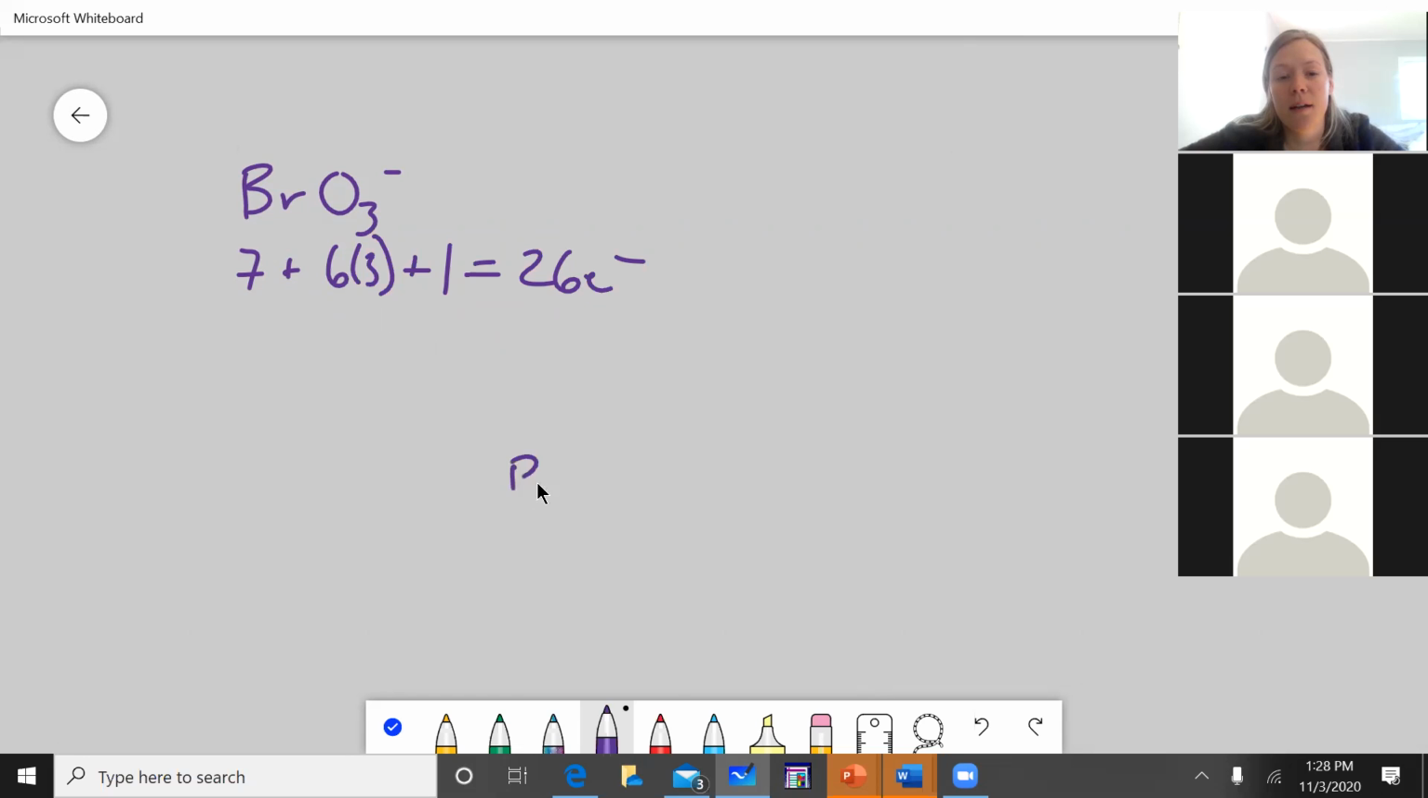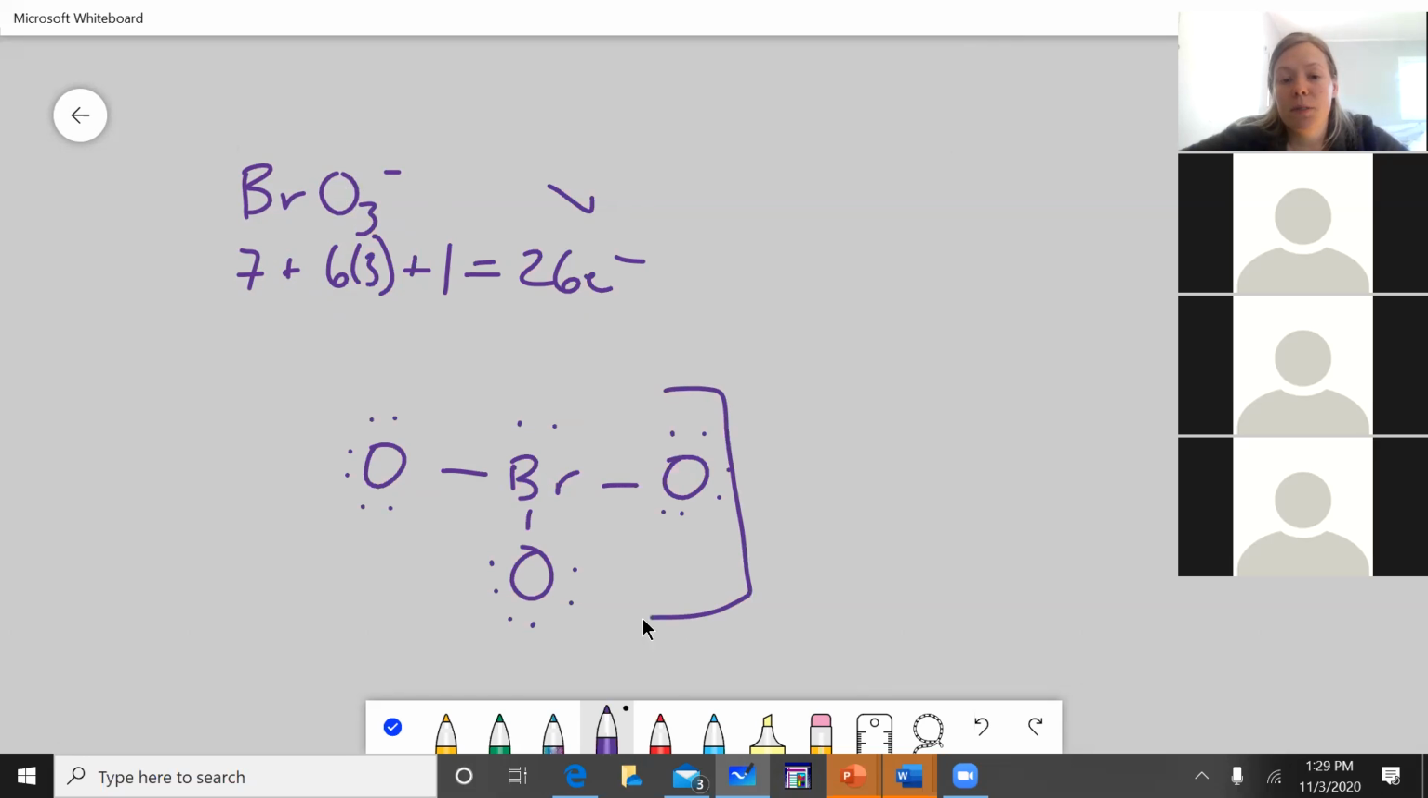I'm going to put the bromine in the center and then my oxygens on the side because it makes that nice balanced structure. Stick them together. Make the outer guys happy first. 1, 2, 3, 4, 5, 6, 7, 8, 9, 10, 11, 12, 13, 14, 15, 16, 17, 18, 19, 20, 21, 22, 23, 24, 25, and 26. 26 electrons. Oxygen's happy. Bromine 2, 4, 6, 8 is also happy. Now the last thing you want to do if it happens to be a polyatomic ion is just put it into brackets and put the charge around the outside of it.